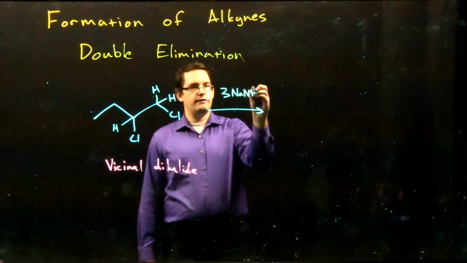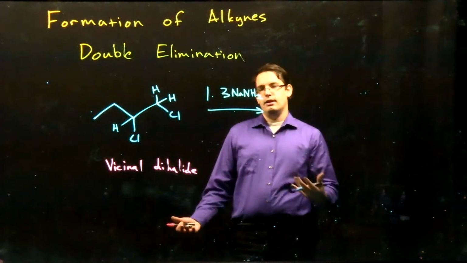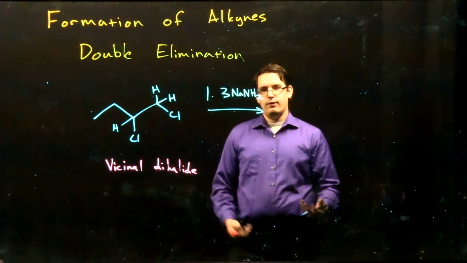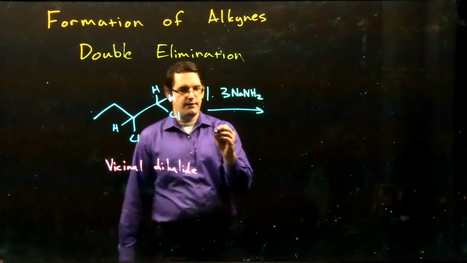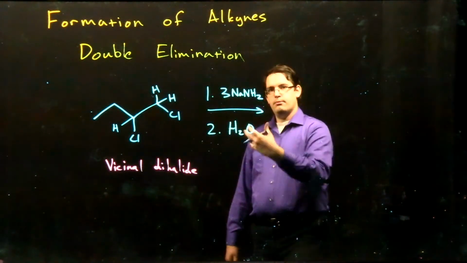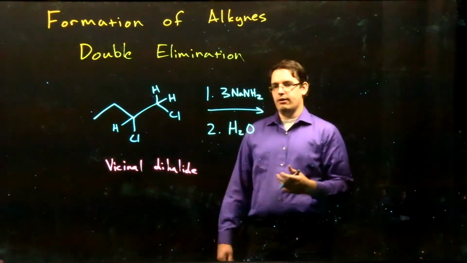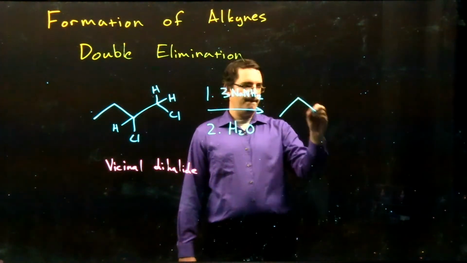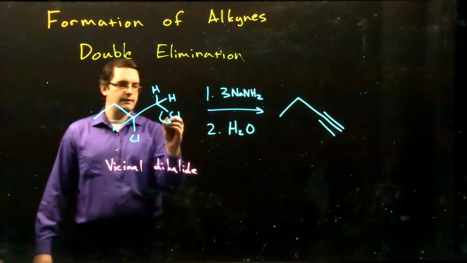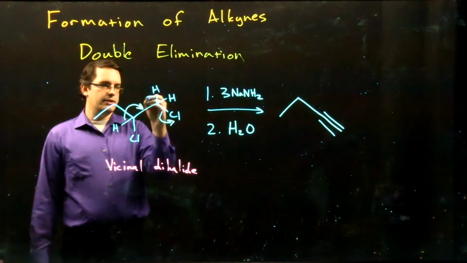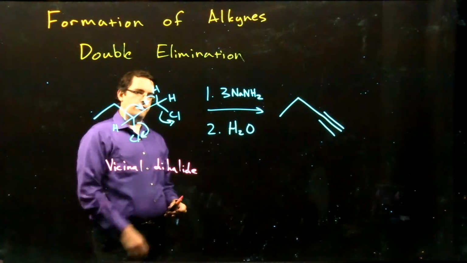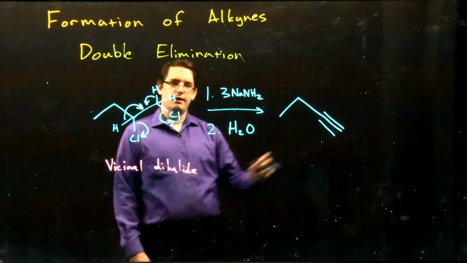We make sure to add excess base so that we can eliminate both of our halogens, as well as then when we react with our alkyne product, we'll have excess base for that as well. And then we'll add water to protonate our alkyne to get our final alkyne product. So in this case, we would eliminate both of these chlorines, and we'd be using our hydrogens to make our double bond. Kick off 2 hydrogens from either side, kick off our chlorines, and make that triple bond.